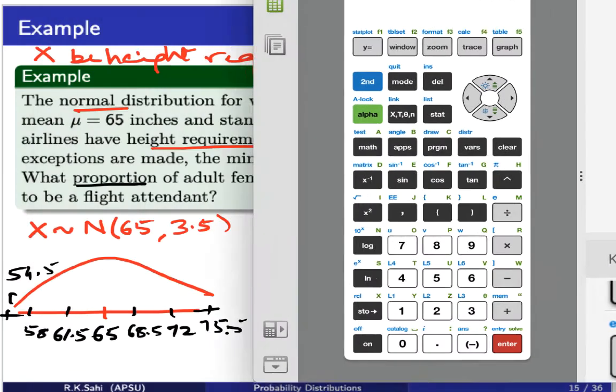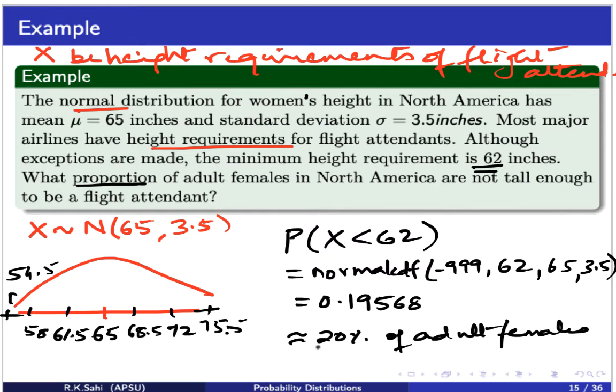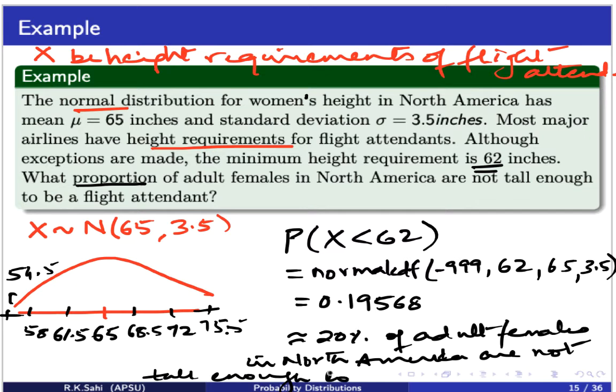0.19568. Okay, let's write down that answer. So the answer is 0.19568. So roughly it means that 20% of the adult females in North America are not tall enough to be a flight attendant. That's what it simply means.